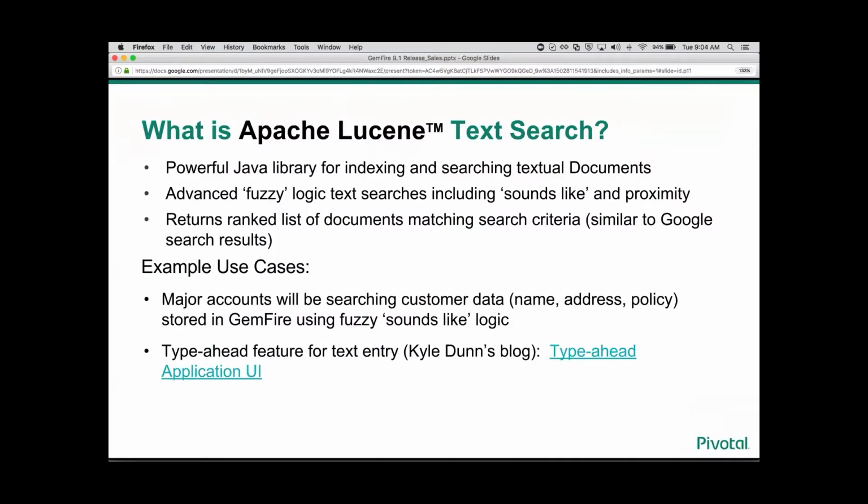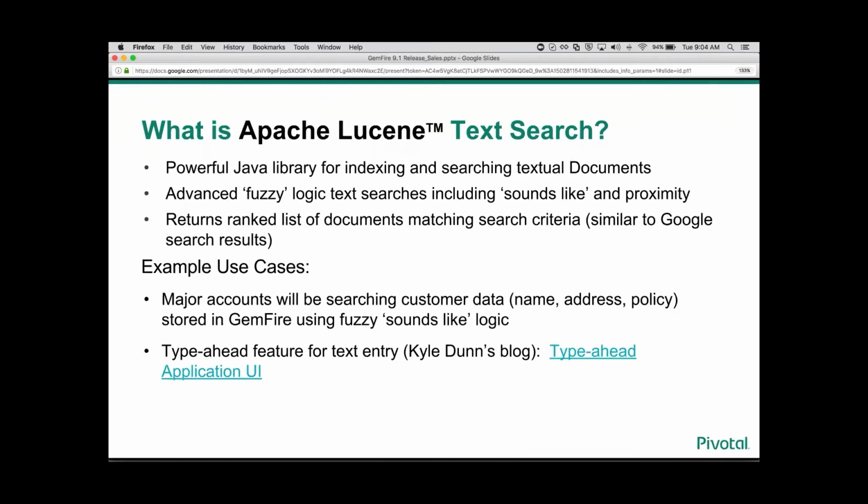Let's talk about Apache Lucene, what it is, and why you should care about it. Lucene is a really powerful Java library that is known for doing powerful searches of textual documents. What makes it so powerful is that it allows you to do what's called fuzzy logic text searches. So if you need to type something that sounds like what you're looking for and you don't know how to spell it, it will return the text in your documents that contains any words that sound like what you specified.